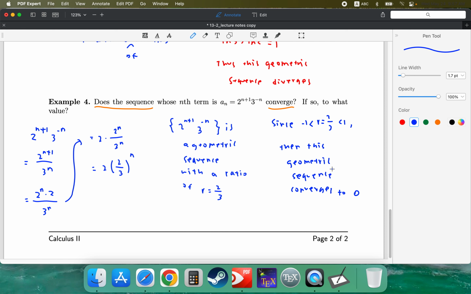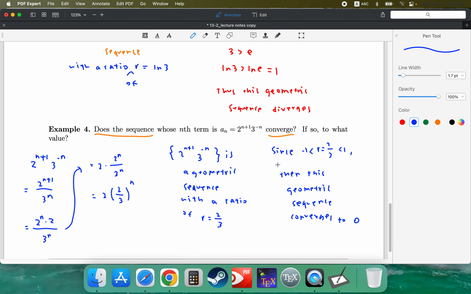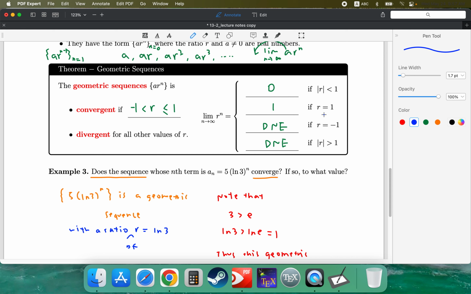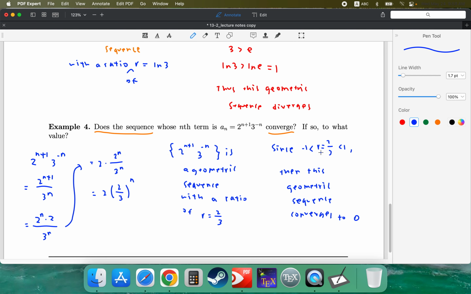Now you say, yeah, I know it converges because of this, but how do I know it's 0 or 1? Notice that the limit is 0 when the absolute value of r is less than 1, and of course the absolute value of 2/3 is less than 1. So we have to choose this. You only get 1 when your ratio is 1. But notice that this is only the limit of r to the n. You also need to multiply by a. In this case, since the absolute value of r is strictly less than 1, we know the sequence will converge to 0.